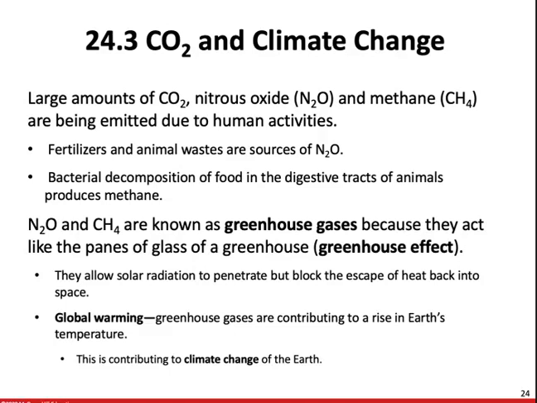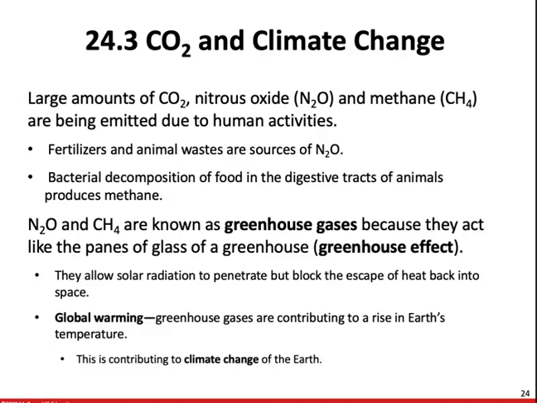Fertilizers and animal waste are going to be huge sources of nitrous oxide. Bacterial decomposition of food in the digestive tracts of animals is going to produce methane. So large herds of cattle can produce methane. Carbon dioxide, nitrous oxide, and methane are all going to be some of those greenhouse gases that can contribute to climate change.